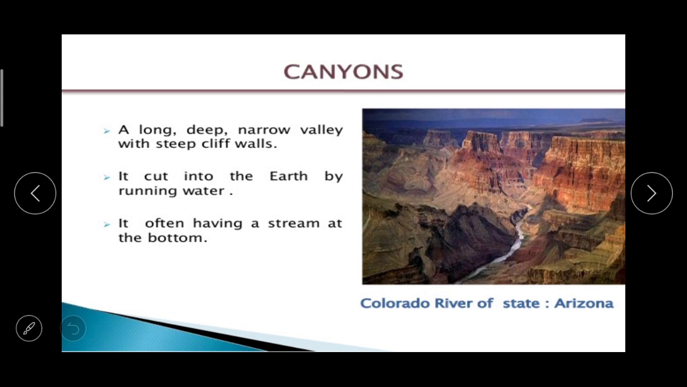Canyons: a long, deep, narrow valley with steep cliff walls. It is cut into the earth by running water, often having a stream at the bottom. Again here you can see.